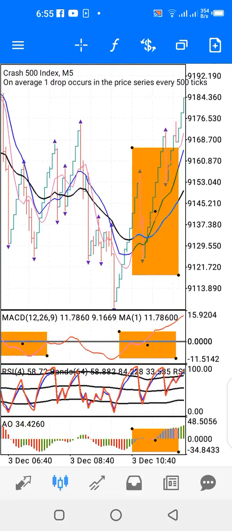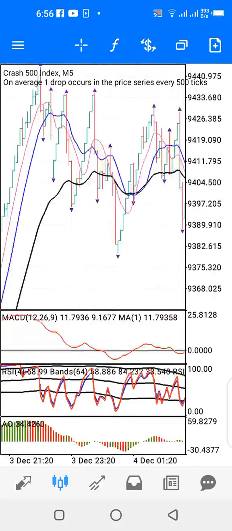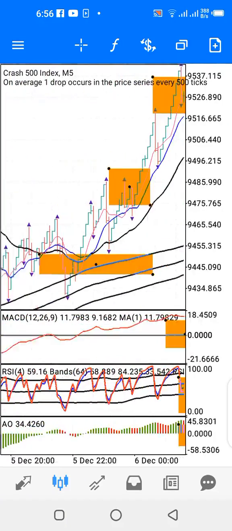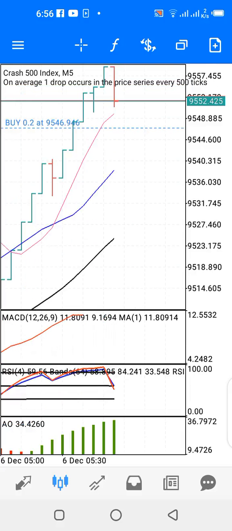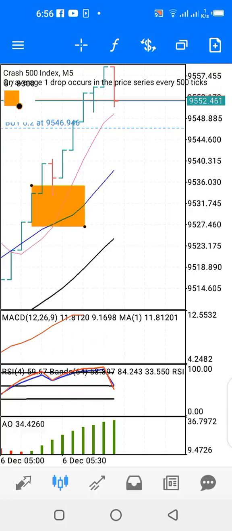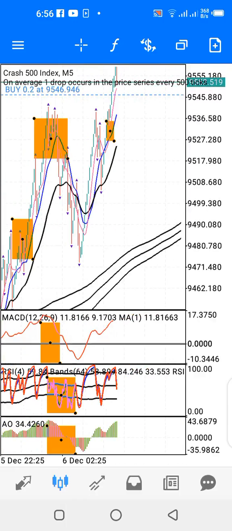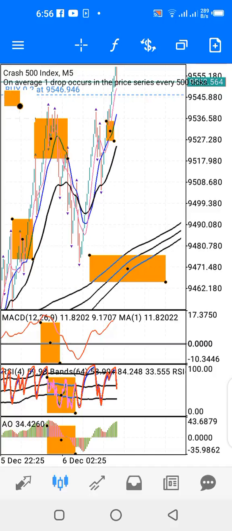You can use it on Crash 1000. You can use this strategy on Crash 500, like we have demonstrated what happened on Crash 500. You can also use it on Boom 1000 and Boom 500. See what happened around here. Price stays well above all moving averages, and all moving averages are above the Bollinger Bands, so it's safe for you to buy.